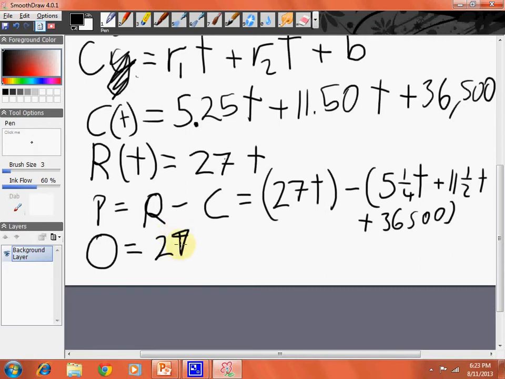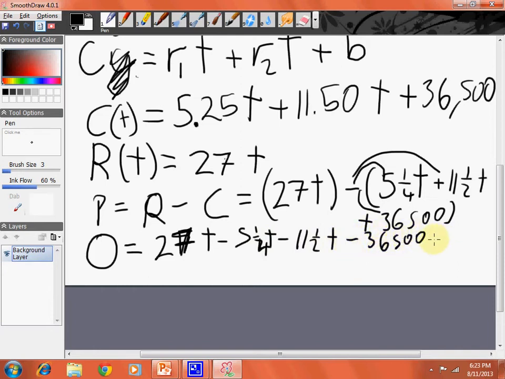I meant to write 7, but I wrote T for some reason. 27t minus 5.5t minus, by the way, this is the distributive property. The negative is being distributed to all these numbers right here, minus 11.5t, wait a second, that's a fourth. 11.5t minus 36500. Bam. Alrighty. So this right here is going to be 27.